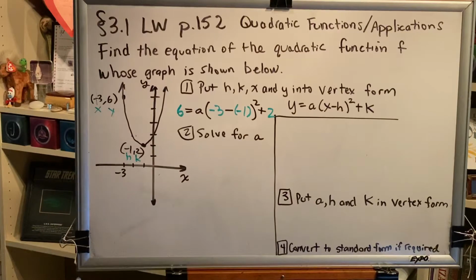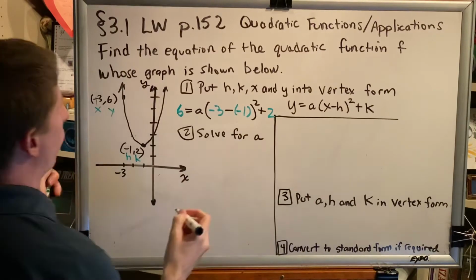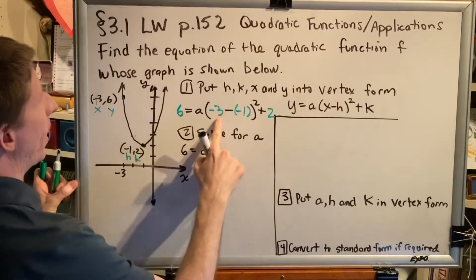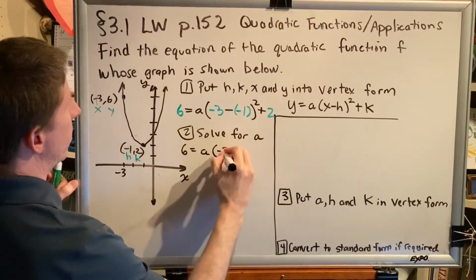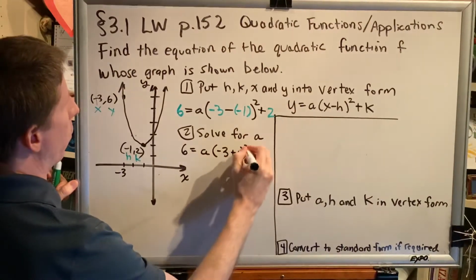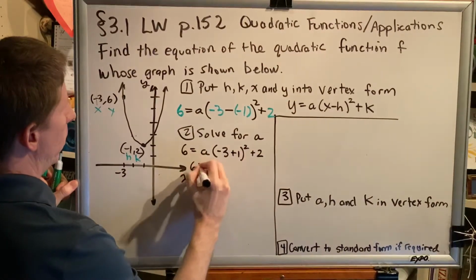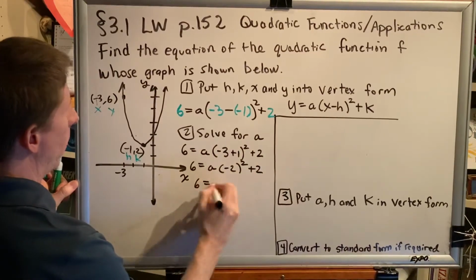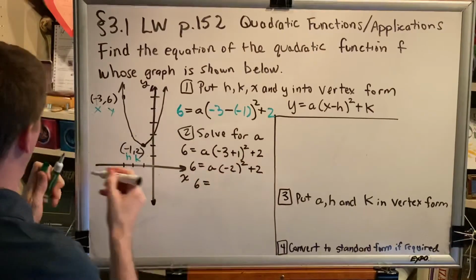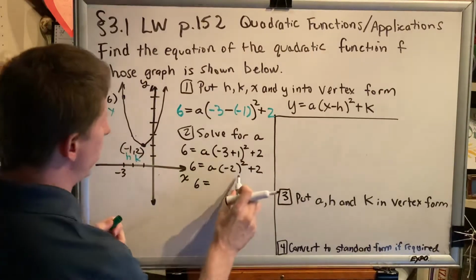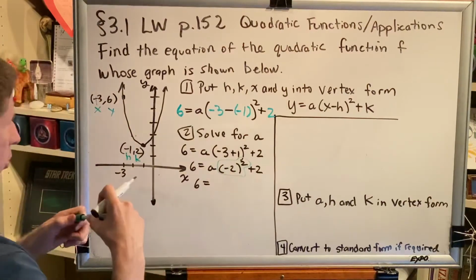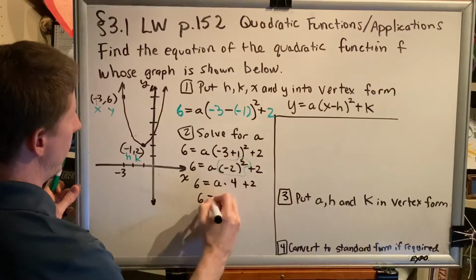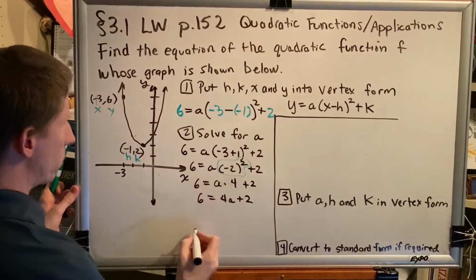All right, step 2, solve for a. Okay, so we'll follow order of operations and we'll simplify. We'll work inside parentheses first. -3 minus -1 is the same as -3 plus +1. -3 plus 1 is -2. -2 squared is 4. Notice that when we follow order of operations, we do exponents before multiplication. So this is a times 4. So we get 6 equals 4a plus 2.